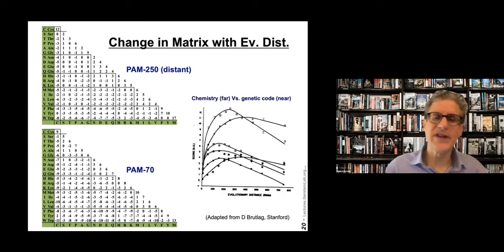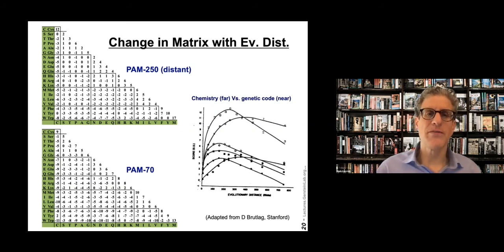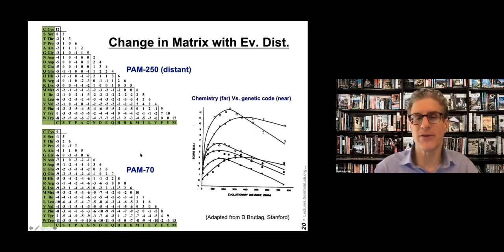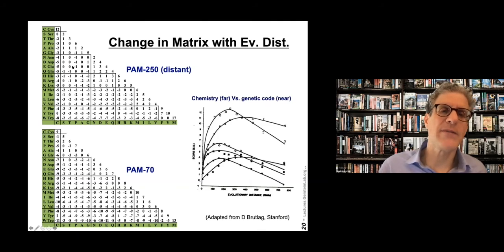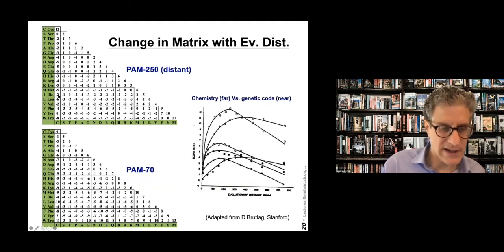And then what you could do with these matrices, which is kind of fun, is make up a lot of them. So here's the PAM 250 matrix. Here's the PAM 70 matrix. That's a very close matrix. And then you can look at the matrix elements. For instance, you'll see that they are different. Let's take an example. Here's matching leucine to cysteine. You see it gets a -2 here, and it gets a -4 here.